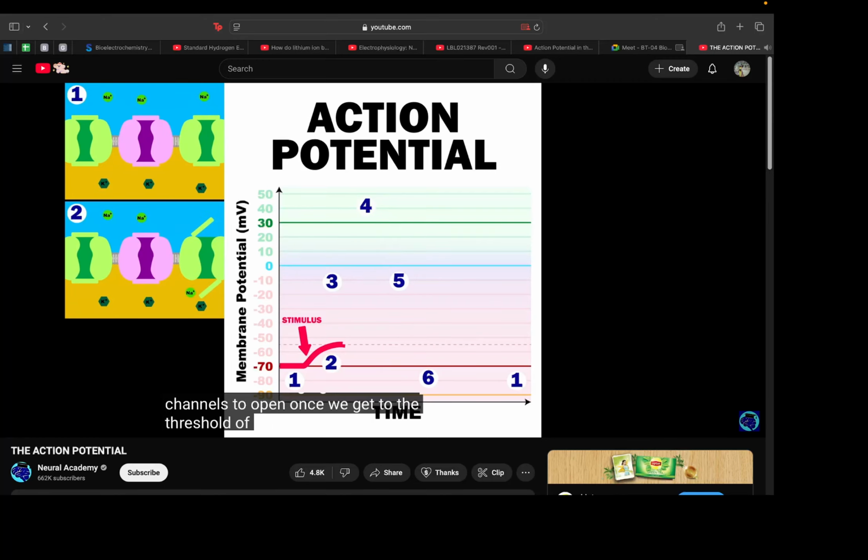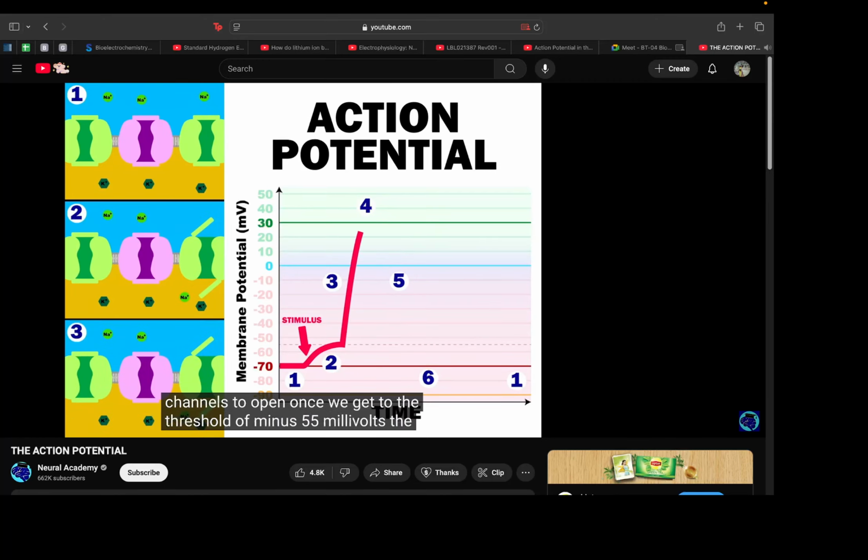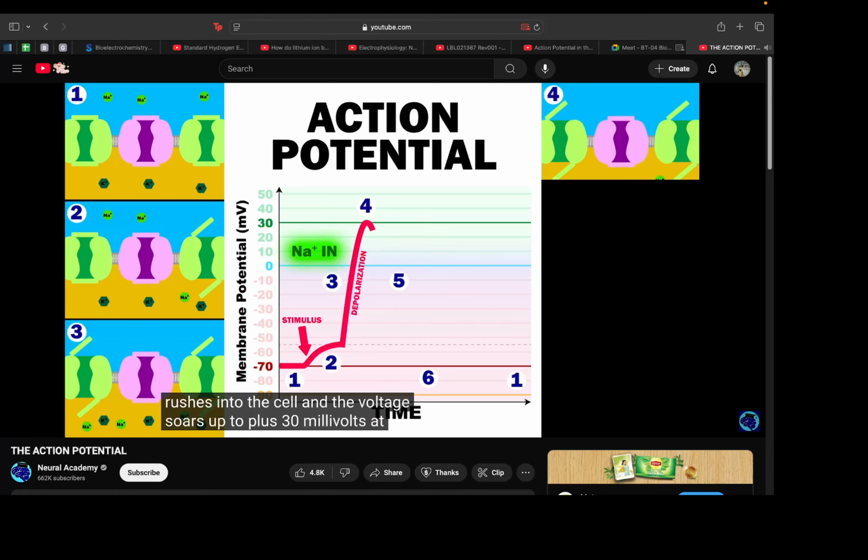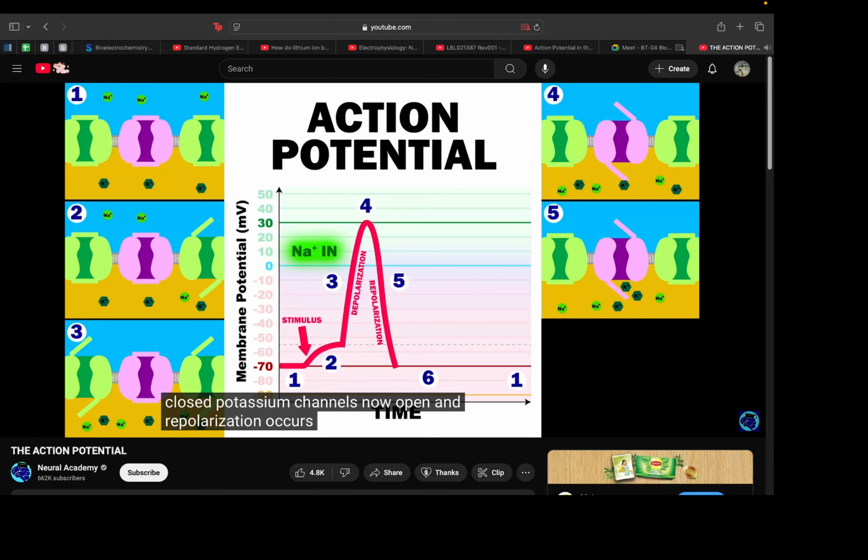Once we get to the threshold of minus 55 millivolts, the action potential begins, with lots of other voltage-gated sodium channels opening. With sodium channels open, depolarization occurs. Sodium rapidly rushes into the cell, and the voltage soars up to plus 30 millivolts, at which point the voltage-gated sodium channels close. Potassium channels now open, and repolarization occurs as potassium rapidly rushes out of the cell.